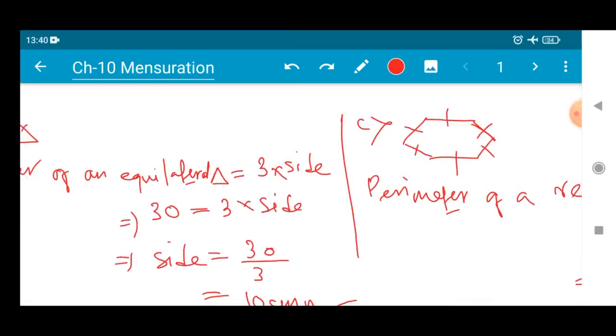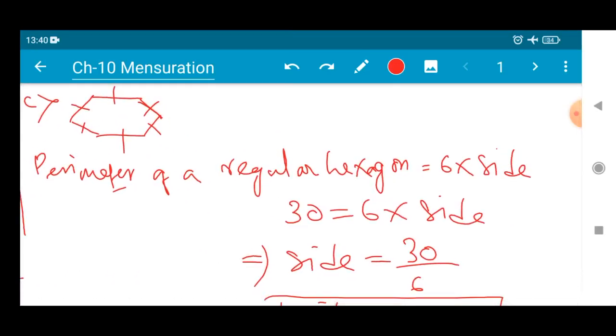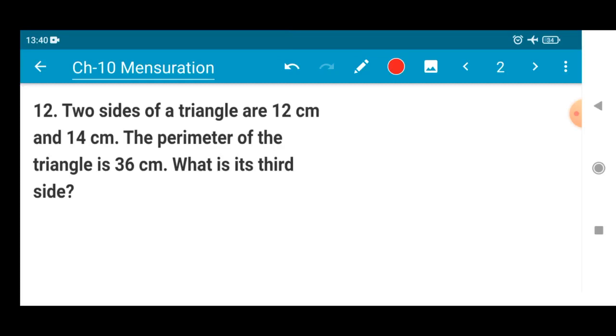This may be the type of question. This is one of the types of question which is very important for your upcoming exam. Okay. Alright, let's proceed to the next one. That is question number 12. The question is: two sides of a triangle are 12 centimeter and 14 centimeter.